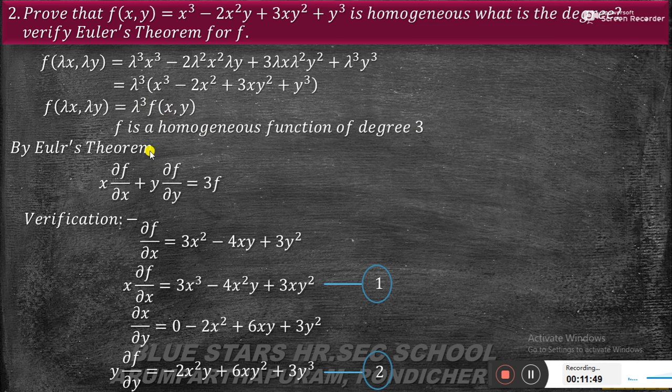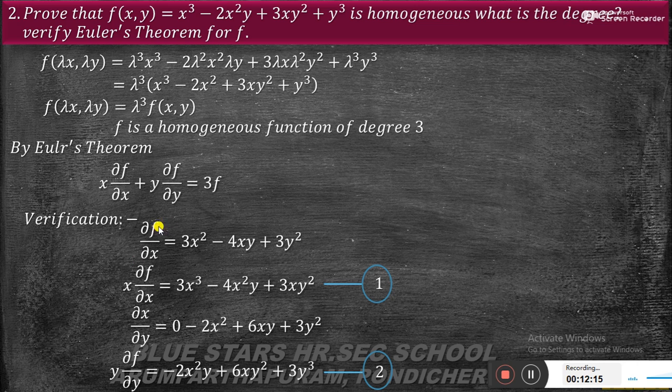Next we verify Euler's theorem. We know that Euler's theorem says x ∂f/∂x + y ∂f/∂y = nf, where n is the degree. Here the power is n = 3, so I substitute 3f. Now we verify: we compute ∂f/∂x and ∂f/∂y.